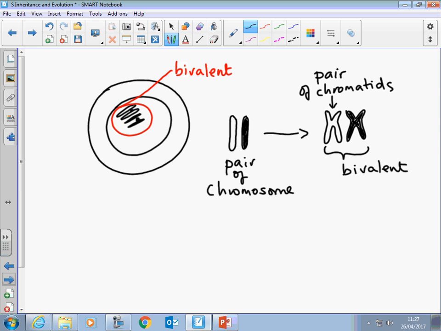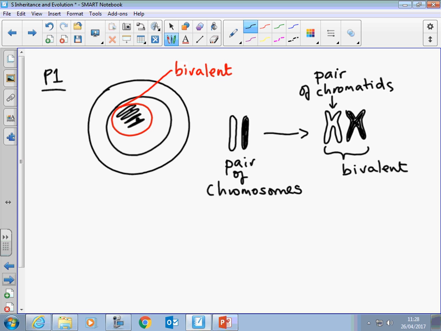Now, people will say, oh, why do you have to have all these words? Well, how else would you define these things which are so similar to each other but are evidently different? You've got to have a word that means a specific thing. Otherwise, you are stuck with saying a pair of pairs of chromatids, and that is just clumsy. Bivalent is a lot easier. So those become evident in prophase 1. I'll add a few other bits on here as we go.